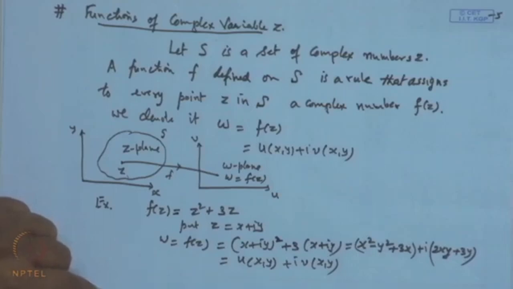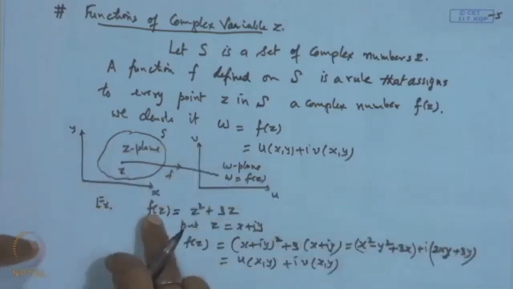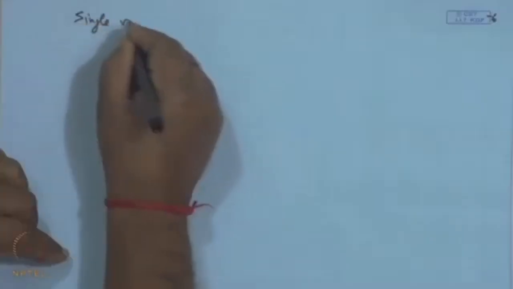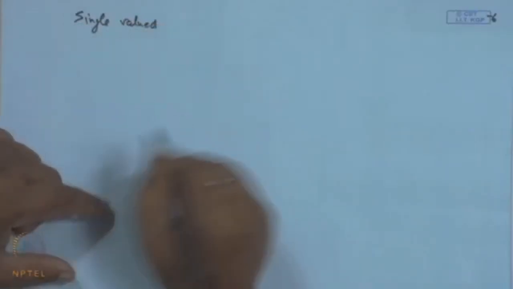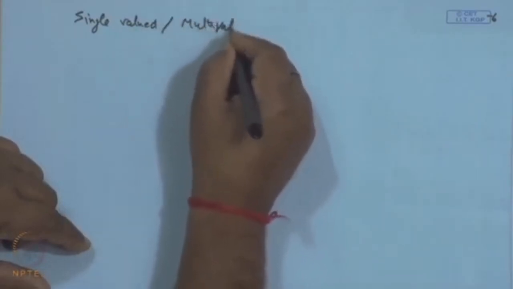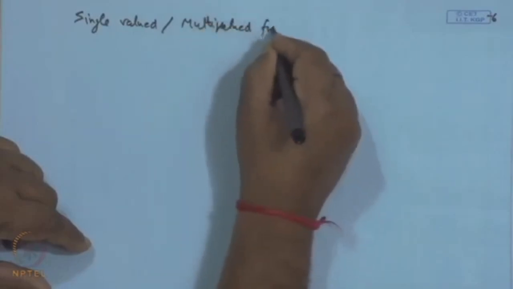The domain of definition of the function f is the same as we define in case of real: the set of those points where the function is well defined is said to be the domain of definition. Now, in case of real, we are looking at the single variable case, single-valued functions only. But in case of complex, we get multi-valued functions. So, we divide into single-valued and multi-valued functions. So, what are the single-valued functions? Multi-valued functions.